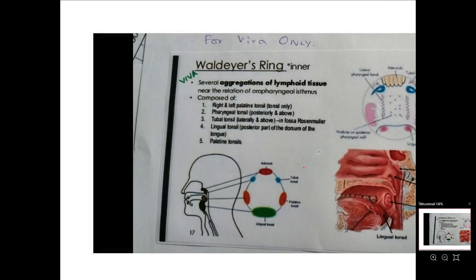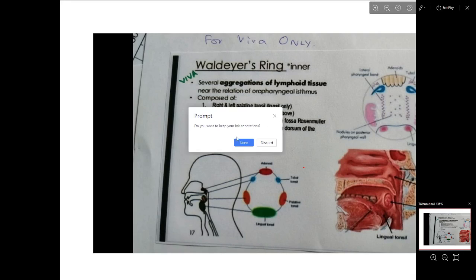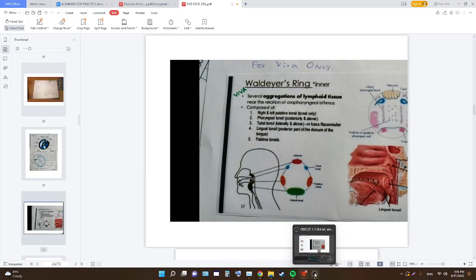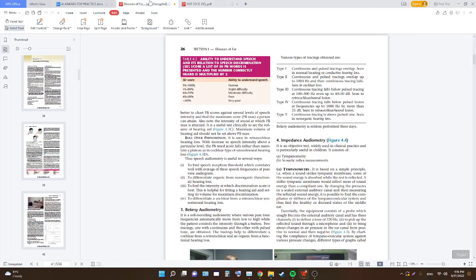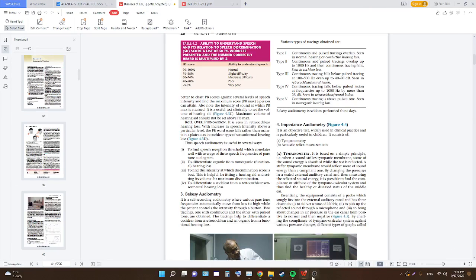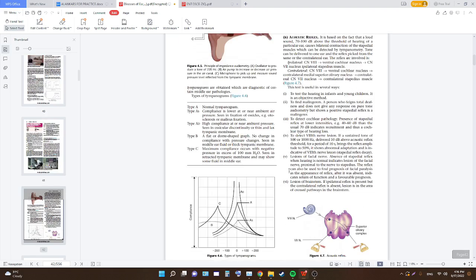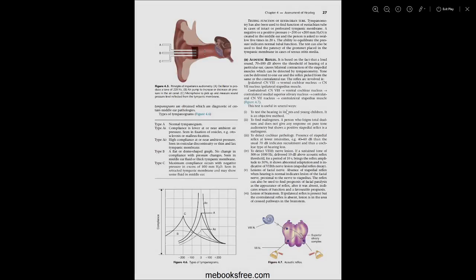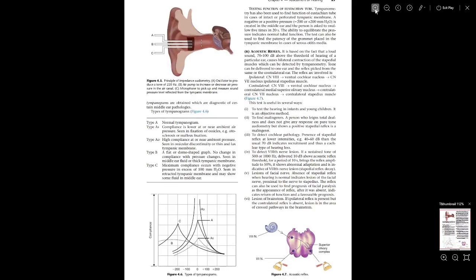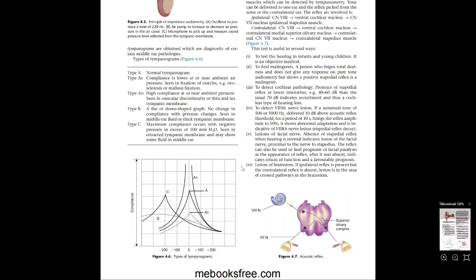Let's do a tympanogram right now. Let me check. Okay, we'll do a tympanogram. Okay, here it is. Let me maximize it. Okay, so this is the tympanogram.